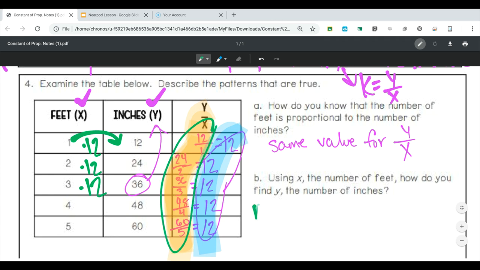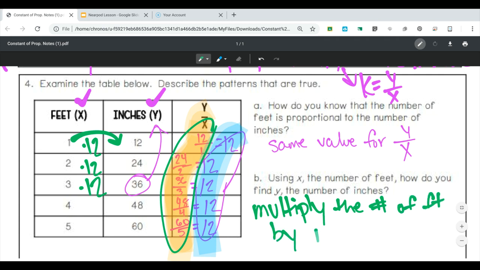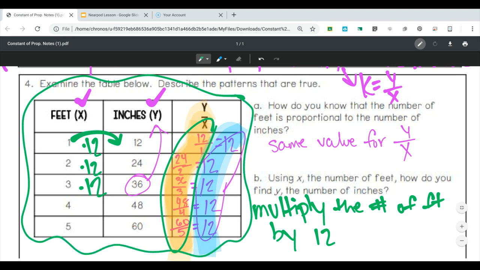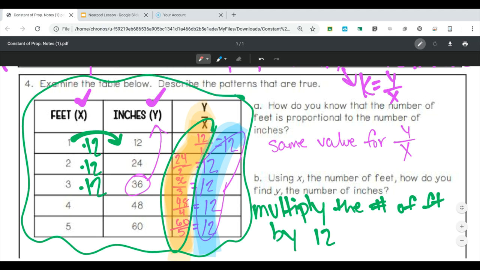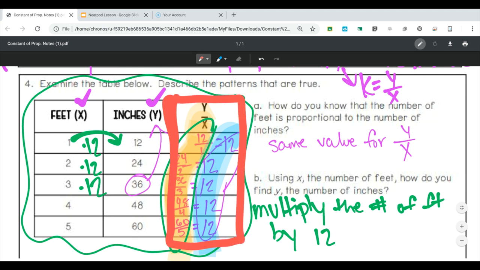So all we have to do is multiply the number of feet by 12. Okay, so we just use this table to figure out the constant of proportionality, which is, let's do this color. This column right here, y over x.